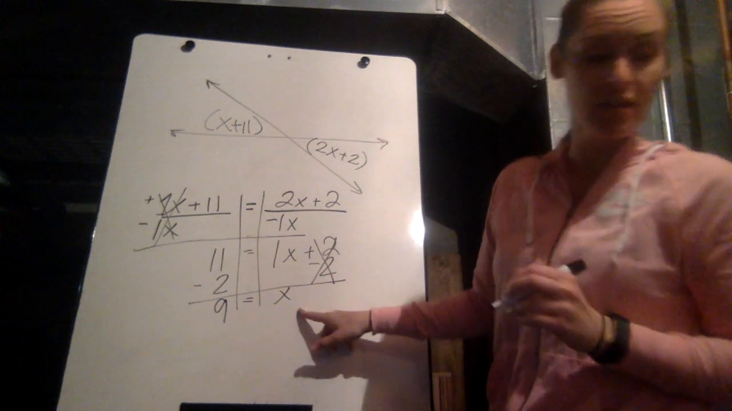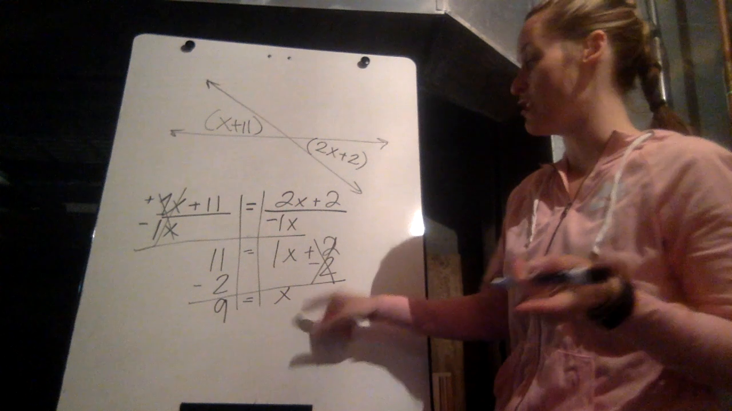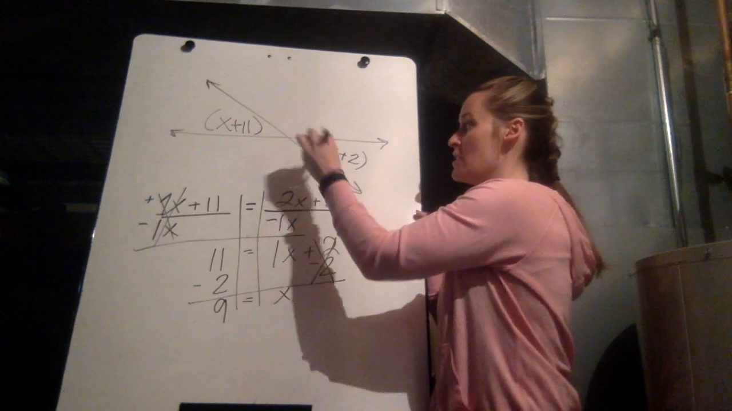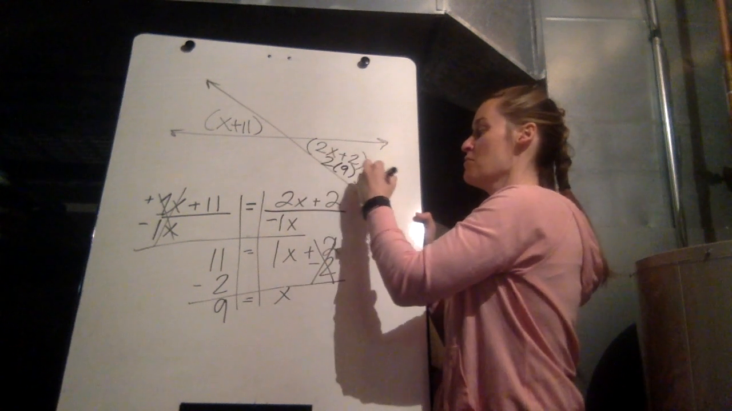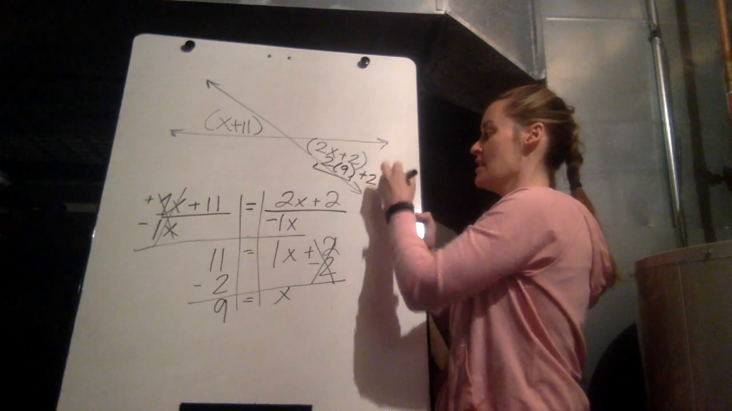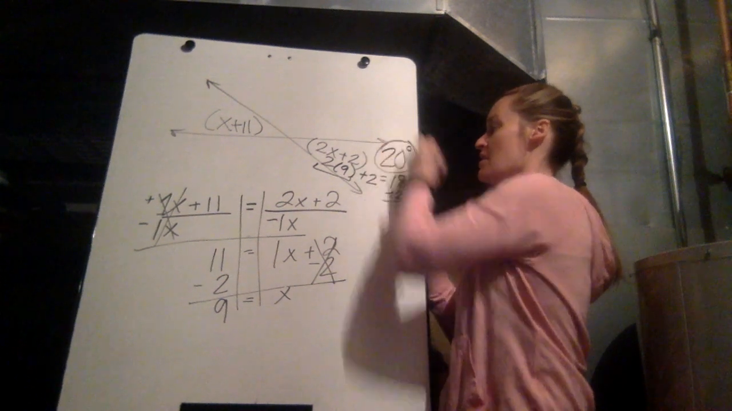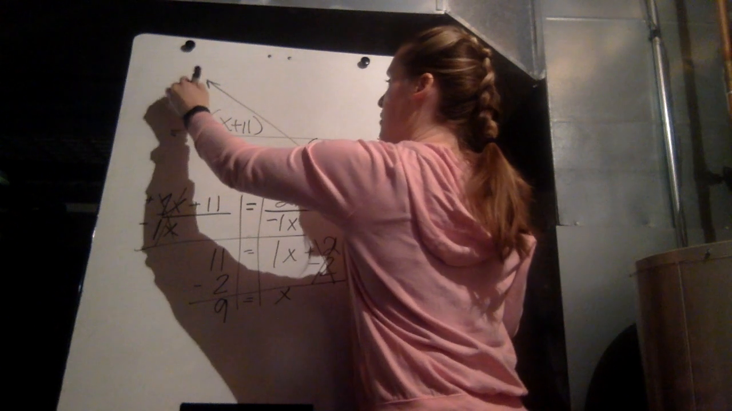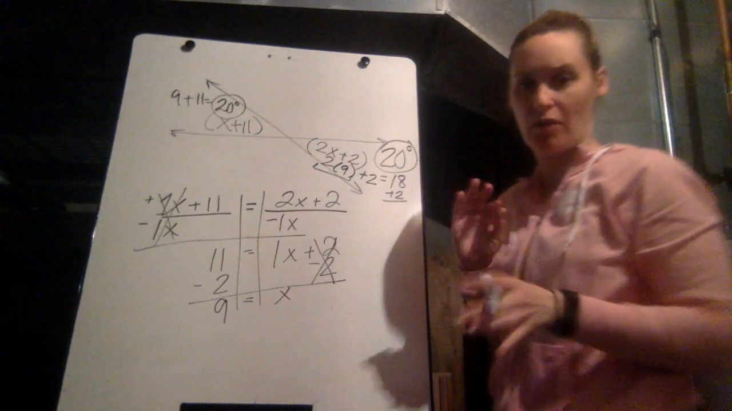Now, the first step was just to find x. The next step says, can you find the angle measure? So it shouldn't matter which one you plug into because they're equal, right? 2 times whatever x is, which we found is 9, plus 2. So 2 times 9 is 18. 18 plus 2 is 20 degrees. So that's a really small acute angle, right? And then 9 plus 11 is also 20 degrees. So that kind of proves that we did it correctly.